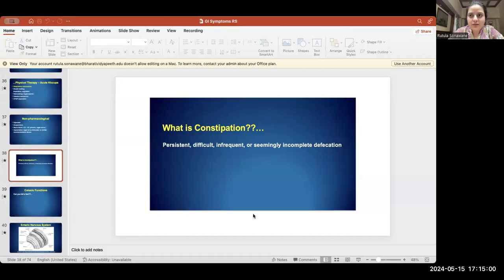Who is going to take us through the gastrointestinal symptoms, second session today. Over to you, Dr. Rutula. Hi, hello everyone. I'll just start sharing my screen. Can you see my screen? Yes, Rutula. Yes, go ahead.